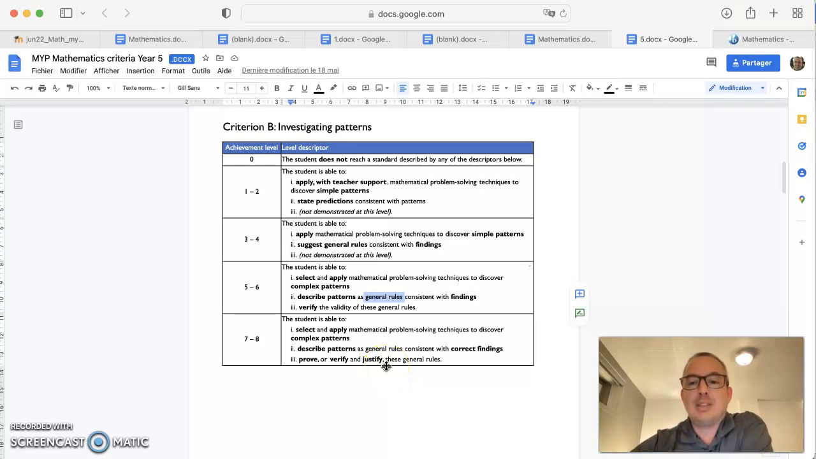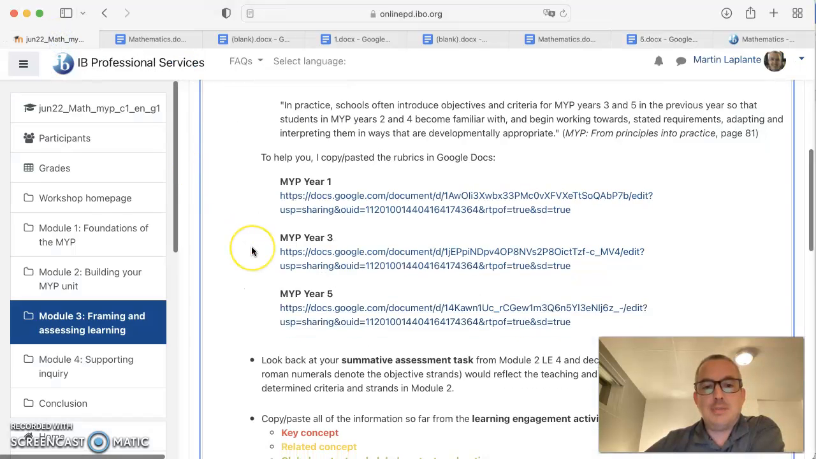And I have some examples of that as well, where we have a pattern, we find a rule, and then we try to explain why the rule would always work, and sometimes the rule that we find can also be proven, so that would allow you to reach level 8. Okay, so I'll go back to my document here.